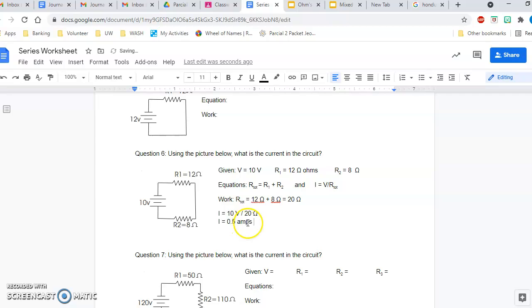Anytime we have current, it's amps or amperes. And 10 divided by 20 is 0.5 or 1/2. Those are all the same. So this would be our answer for what is the current in the circuit.